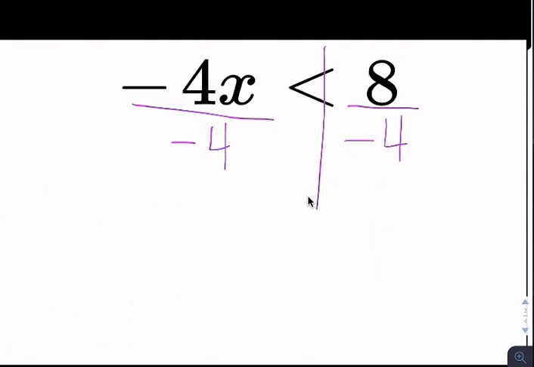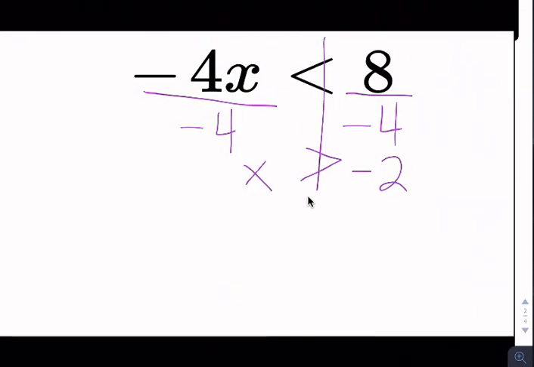And when I do that, I'm left with positive x, but now my less than symbol becomes greater than. So I have x is greater than, and 8 divided by negative 4 is negative 2. So because I divided by a negative, anytime you have to divide by a negative, you're going to flip the inequality sign as well. It's going to become the opposite.